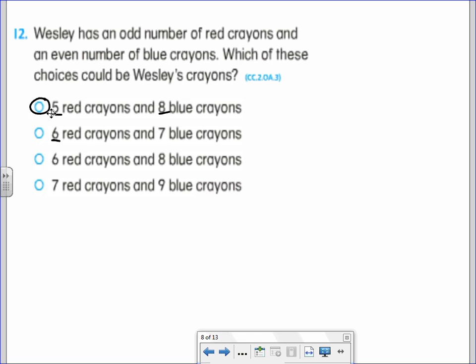Let's see. Is this odd? Nope. So it can't be this one. Is this odd? Nope. Is this odd? Is this odd? Yes, it is. Is this even? Nope. This is the right one. Boys and girls, it's a good idea when you're given choices to always look at all of the choices, even if you think you found the correct answer on the first choice.